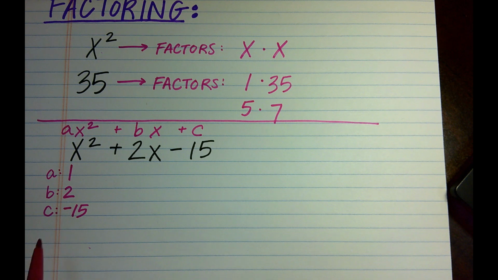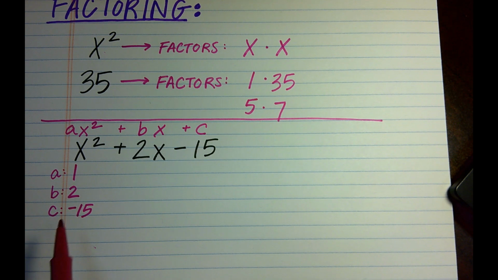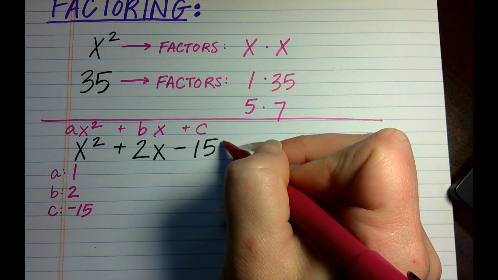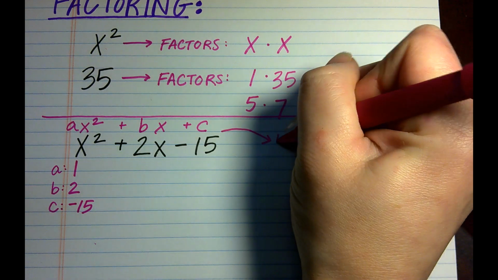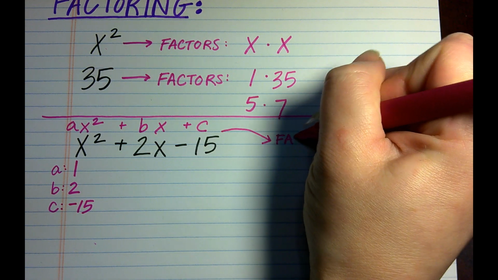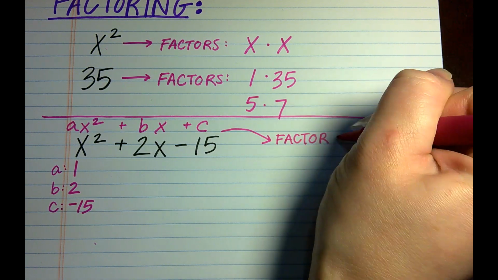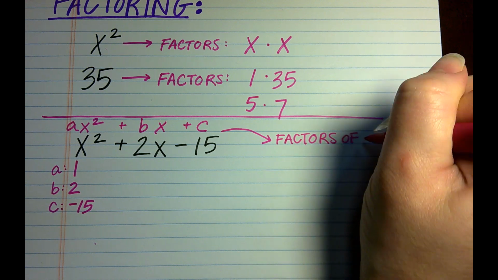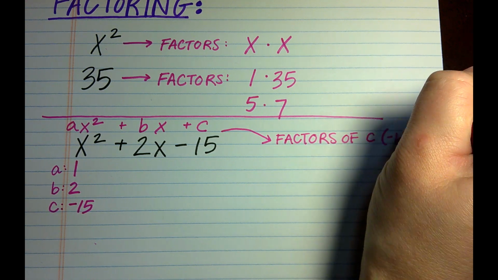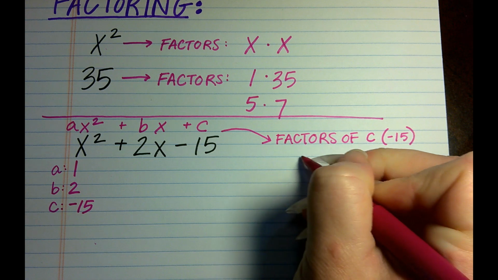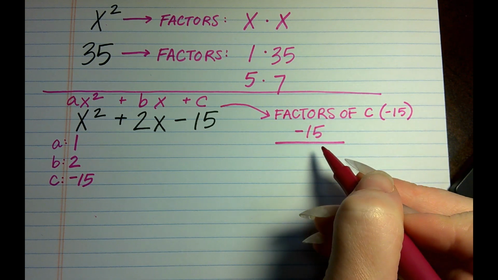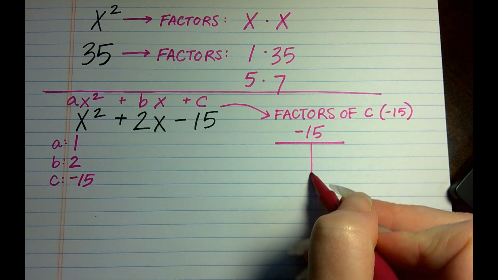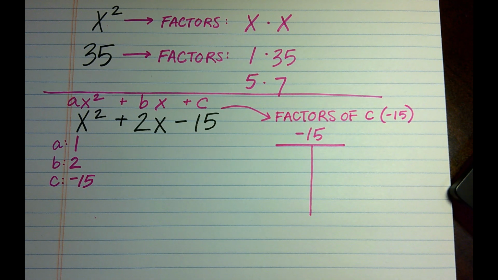What I'm going to do next is I'm going to list out all the factors of C. And here's how we do that. I usually like to draw a little arrow out, and you don't have to write out the words factors of C, but I will just for the sake of your notes. Factors of C, which is negative 15. So I'm going to write that here. And I draw a line under it. And for these factors, what I will do is I'm going to make kind of like a T-chart.